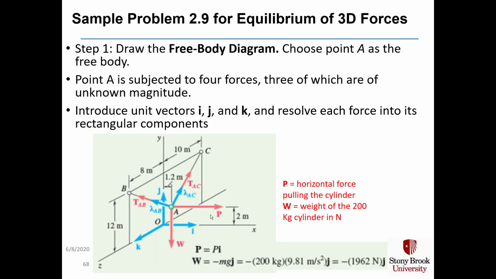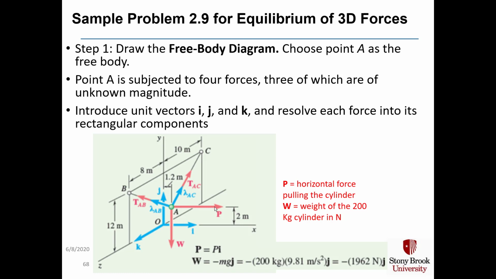In step 1, we draw our free body diagram, choosing point A as the free body. We see vector TAC going from A to C with its unit vector lambda AC, and we see vector TAB representing the tension in the cable going from A to B, and its unit vector lambda AB. We have the weight W, the weight of the 200 kilogram cylinder expressed in newtons. That goes straight down in negative y direction, and force P goes in the positive x direction.